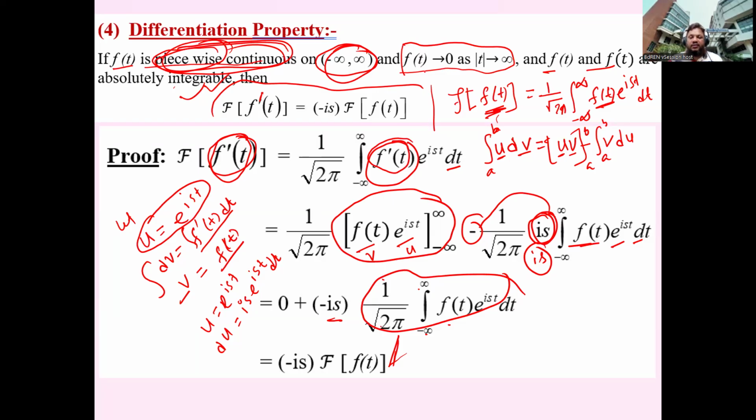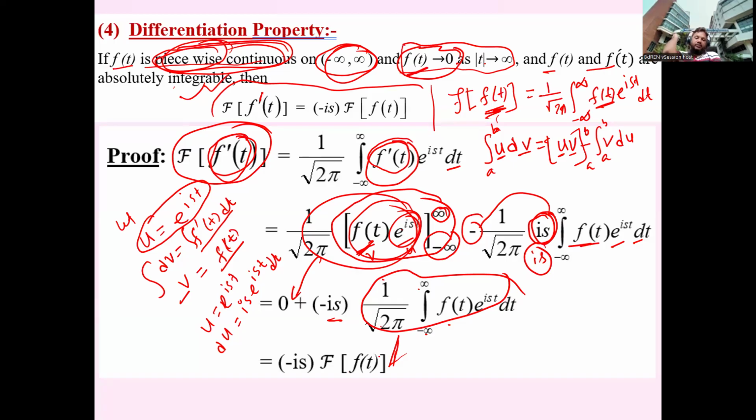So in this expression, you see, f(t) tends to 0. The value of f(t) will be 0 if t is positive infinite or t is negative infinite. So in this case, the upper limit is positive infinite, so f(t) is 0, and at negative infinite it is also 0. So that's why this value will be 0 for the upper limit and lower limit. And that's why we write here, this value is 0. And we have minus is Fourier transform of f(t). So the first derivative f prime t will be minus is Fourier transform of f(t).